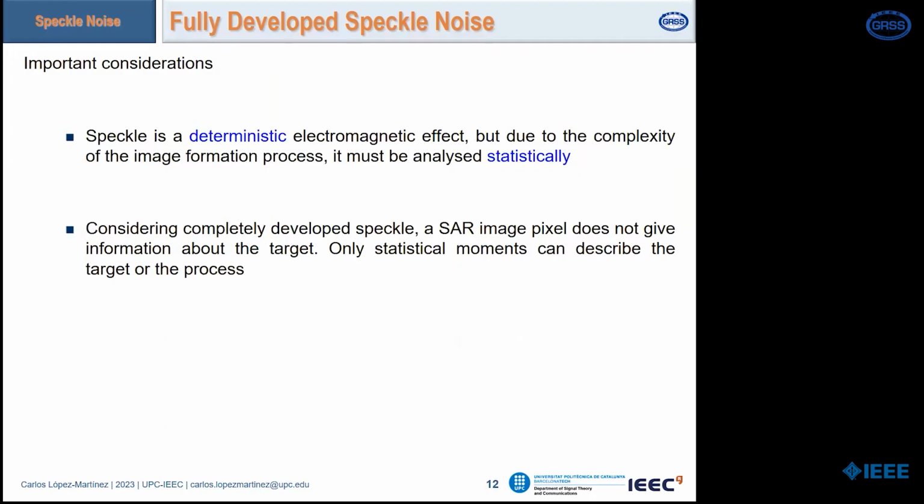So, speckle is a deterministic electromagnetic measurement. It's deterministic, it's not a noise, but the only way to tackle it is to consider it as a noise. So if it is statistics for a distributed target, the actual value of a given pixel has no information at all, because the information is in the statistical moments that define the distribution. That's why I need to filter. Filtering is nothing more than estimation.